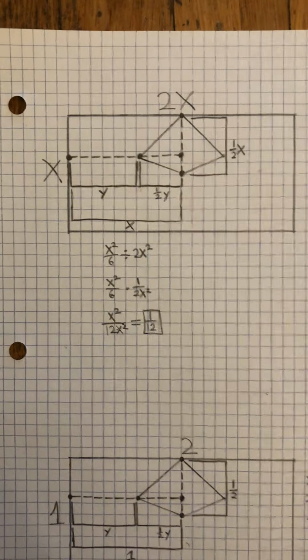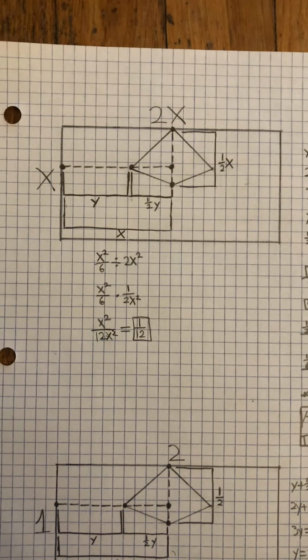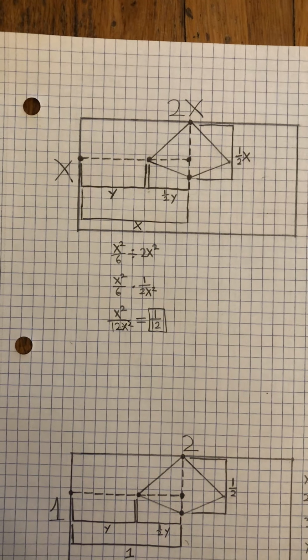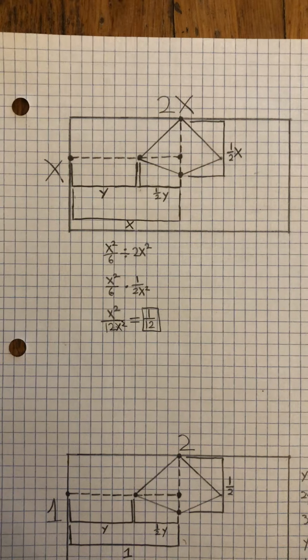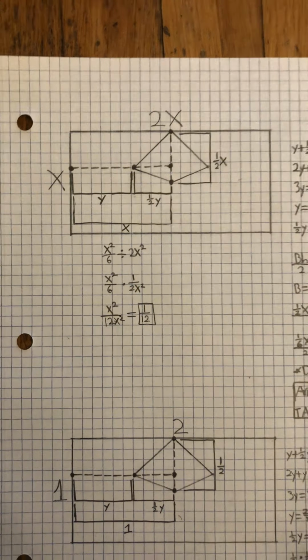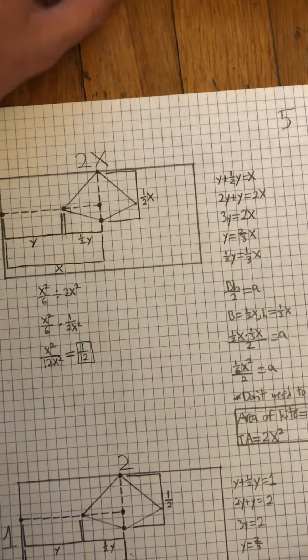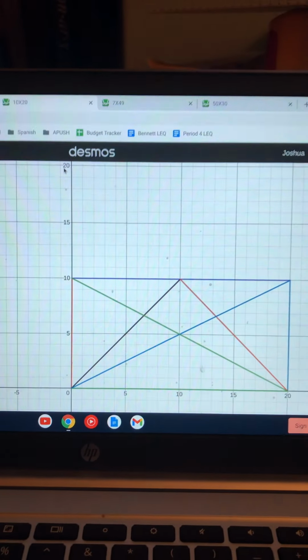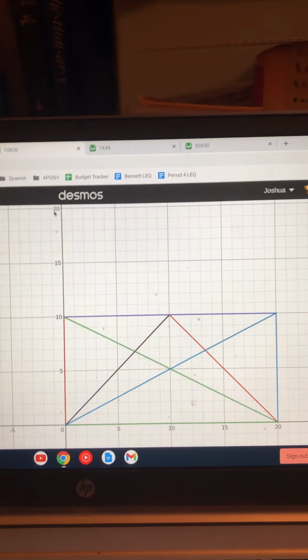You can keep, switch, flip. X squared divided by 6 times 1 over 2x squared. You get x squared over 12x squared, and then you can just cancel out the x squares, and you get 1/12. And I forgot to show you, but I have it on Desmos again, which is how we get to the next part.